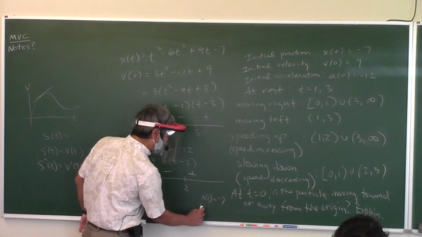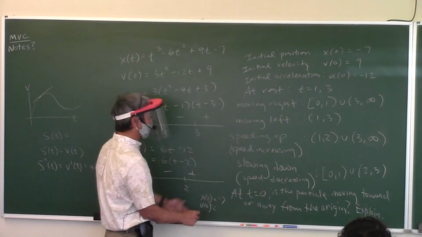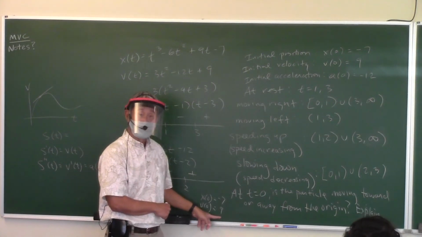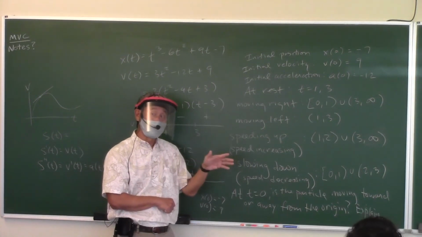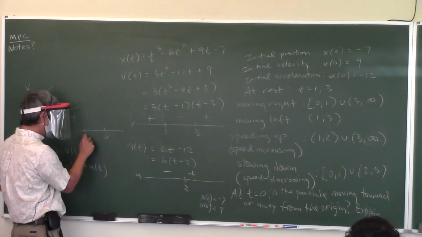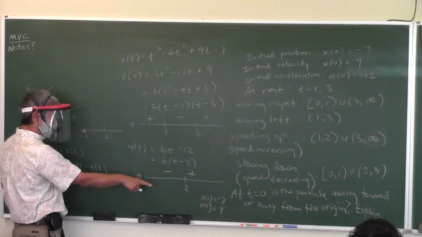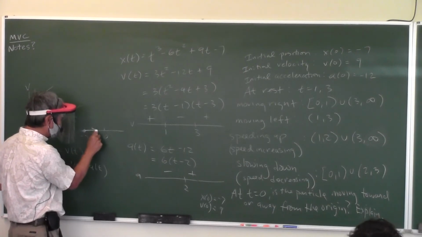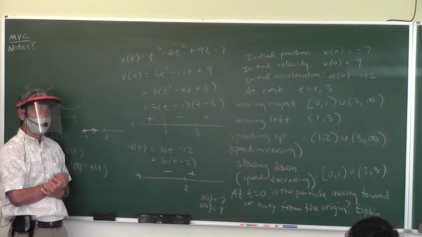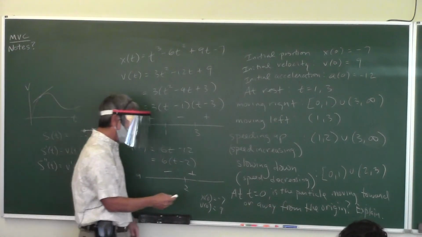Okay, and then what is the velocity at 0? We already computed that up there, it's 9. Oh, it's positive. That means the particle is moving to the right. So think about it. Draw a picture if you have to. Here's 0, here's -7. The velocity is positive, so that means it's moving to the right. So what do you think? Is it moving away or toward the origin? Toward. So the answer is toward.